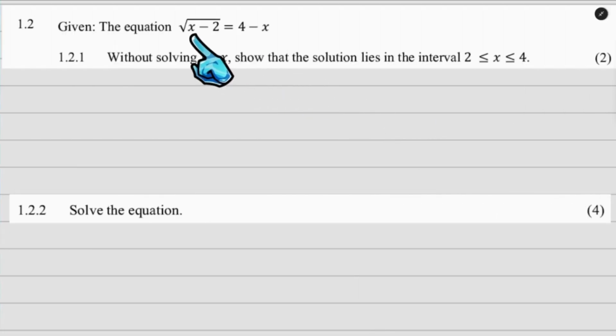Alright, we've got a classic surd equation. A surd is a root, so when I see this root, I know it's a surd equation. So without solving for x, we need to show that the solution lies in between 2 and 4.